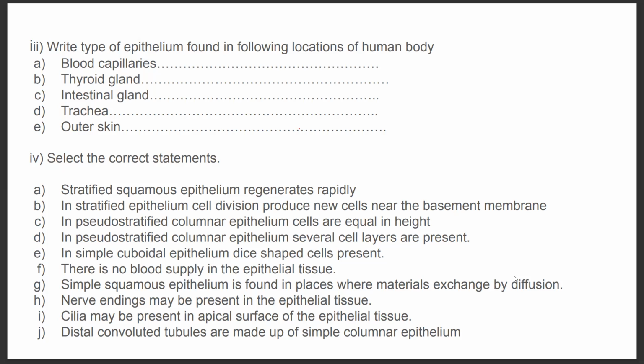Okay. Then, simple squamous epithelium is found in places where material exchange occurs by diffusion. That is correct. Then, nerve endings may be present in the epithelial tissue. Yes. Cilia may be present on the apical surface of the epithelial tissue. Yes, in pseudostratified columnar epithelium, cilia are present on the apical surface. J, distal convoluted tubules are made up of simple columnar epithelium. That is incorrect. They are made up of simple cuboidal epithelium.